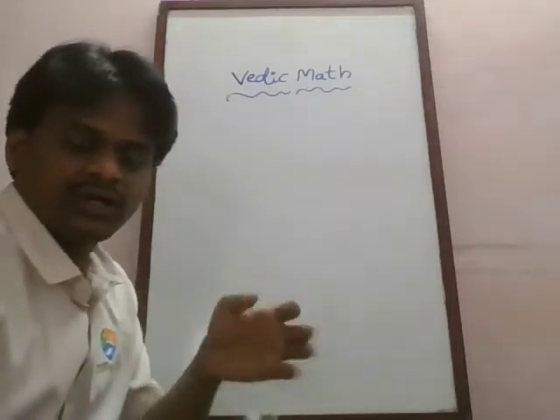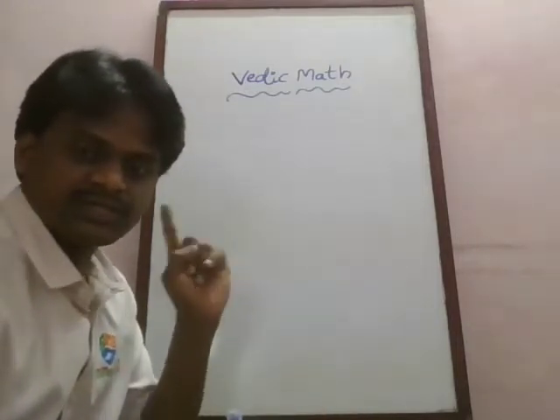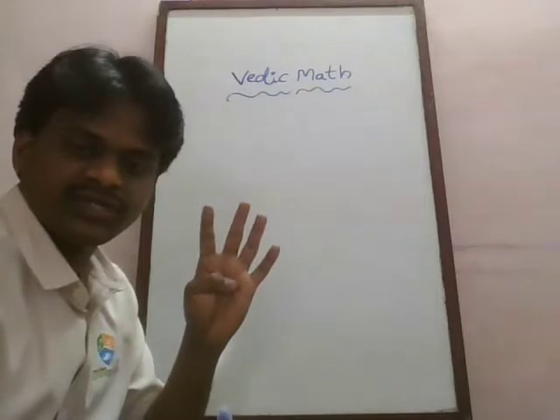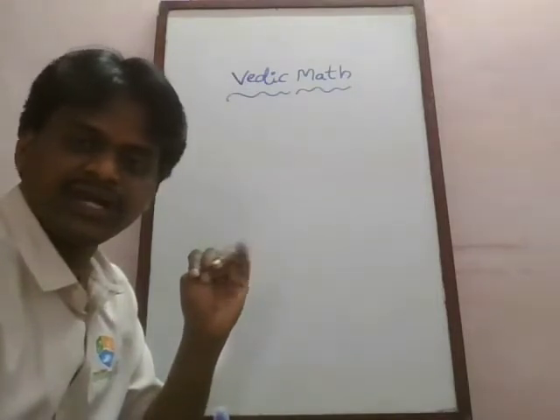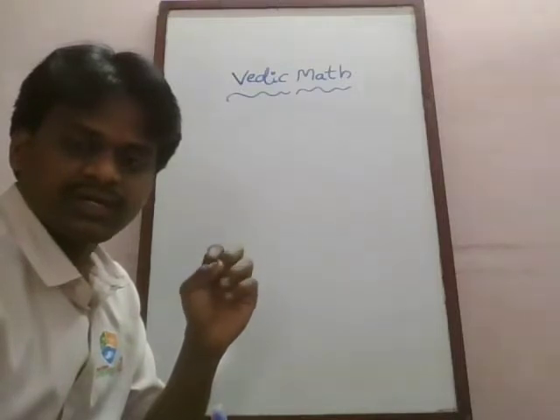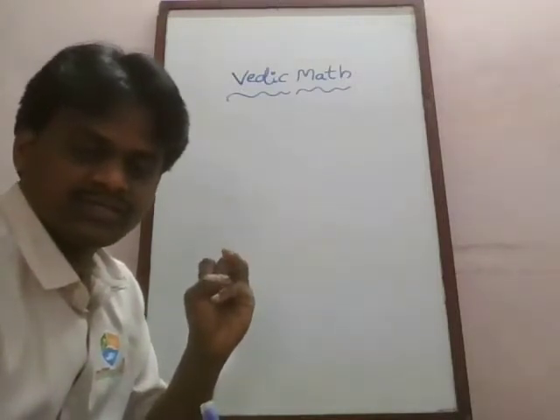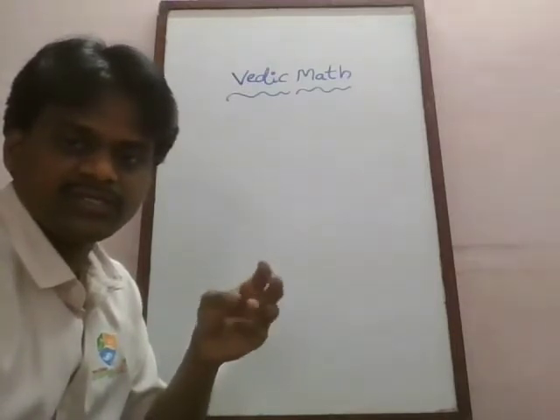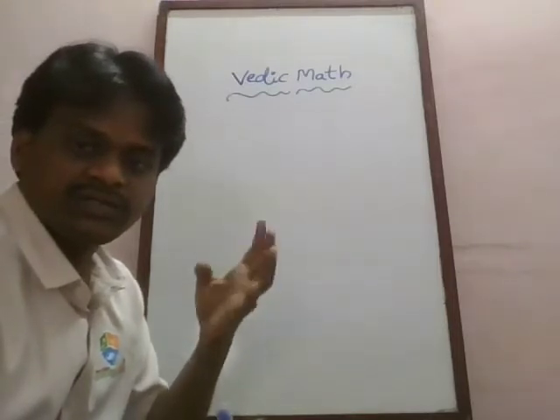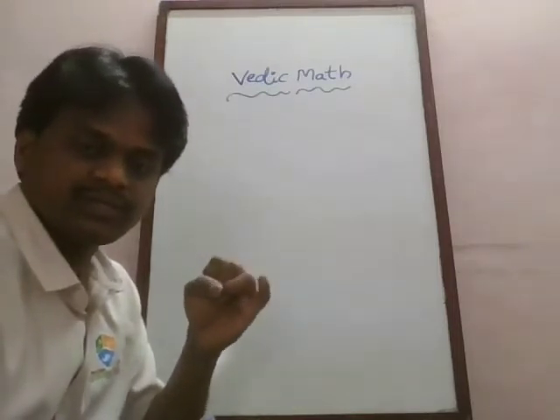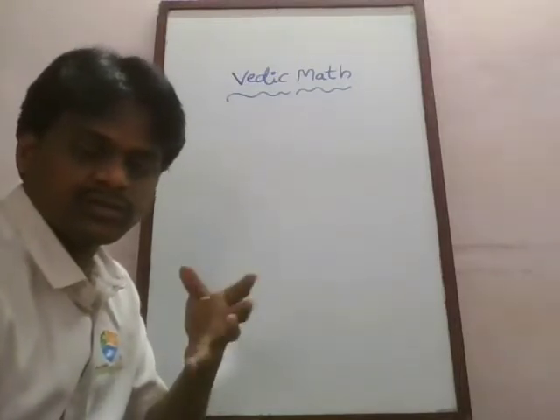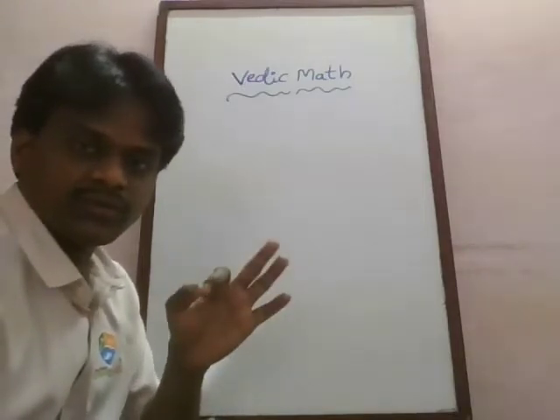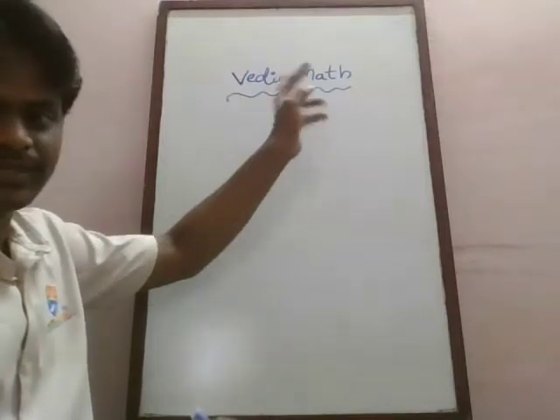Actually, this Vedic mathematics has come from the Vedas. Majorly we have four Vedas: Yajurveda, Samaveda, Rigveda and Atharva Veda. Rigveda deals with mantras, Yajurveda deals with medicine, Samaveda deals with music, and Atharva Veda deals with mathematics. Whatever methods we are going to learn were collected from the Vedas, especially from Atharva Veda. That's why we call this mathematics Vedic mathematics.